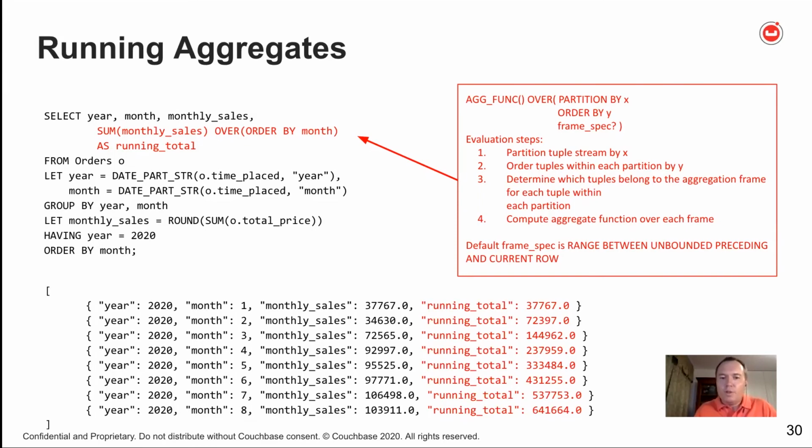Coming back to our example, there is no frame specification given in the window function call here, so the sum function will use the default frame specification, which is range between unbounded preceding and current row. This frame specification corresponds to a running total computation. The query intent is to produce monthly sales in 2020, along with the running totals. So in order to achieve that, it first aggregates sales by month and then uses the window function call to compute running totals over those aggregated values.